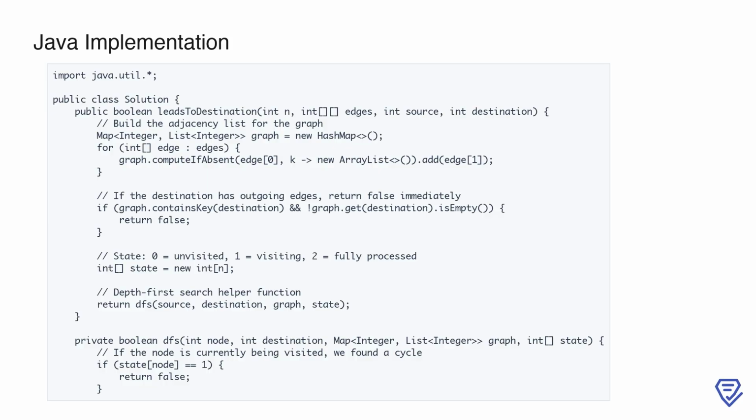Finally, we initialize an array called state to keep track of the visitation status of each node during our depth-first search. The states are represented as integers: 0 for unvisited, 1 for visiting, and 2 for fully processed.